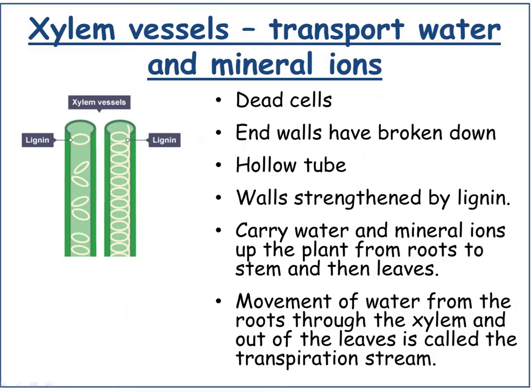So now looking at xylem vessels. Xylem vessels transport water and mineral ions, and they are made from dead cells where the end walls have broken down to form a hollow tube. And the walls are strengthened by a substance called lignin. Xylem vessels carry water and mineral ions up the plant from the roots to the stem and then the leaves. The movement of water from the roots through the xylem and out of the leaves is called the transpiration stream.